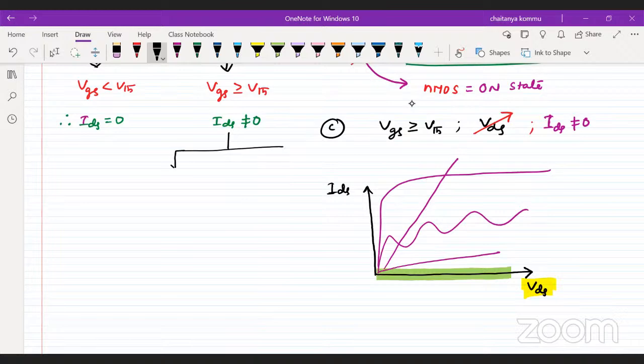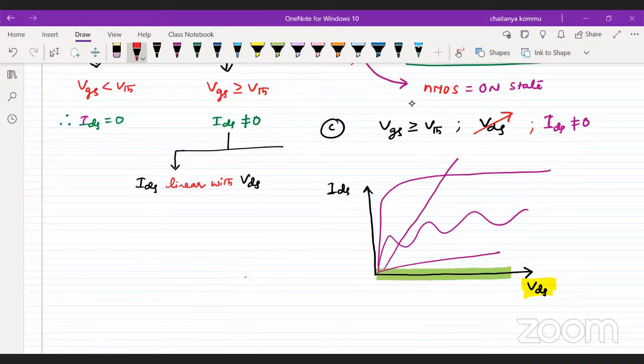One is that the IDS value is in a linear relationship with VDS. That is what has been experimentally proven. We need to understand this one. I think you have done some experimentation in the EDC lab, and this is what you might have understood. When we keep increasing the VDS value, IDS can be linear with VDS. IDS has a linear relationship with the VDS value. This is what we might have observed.